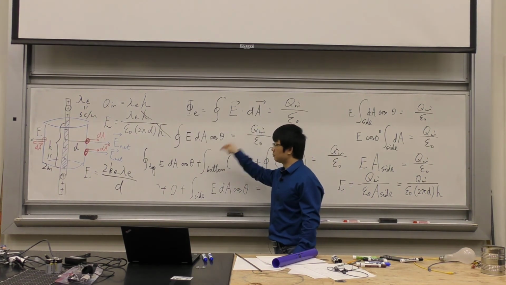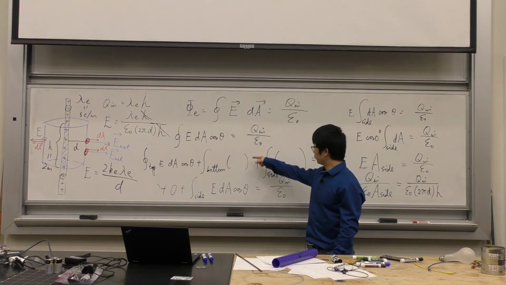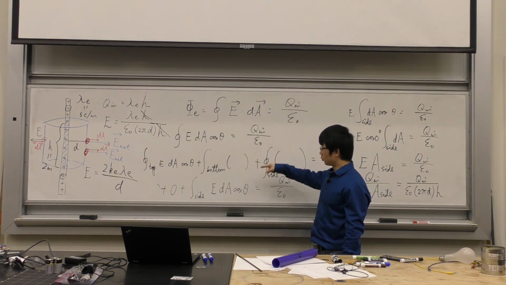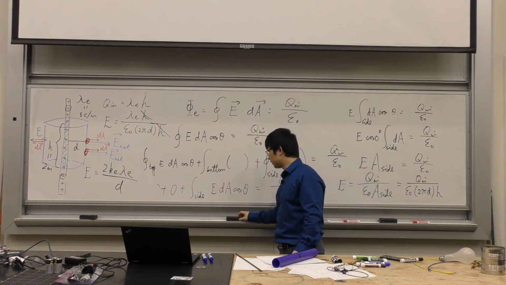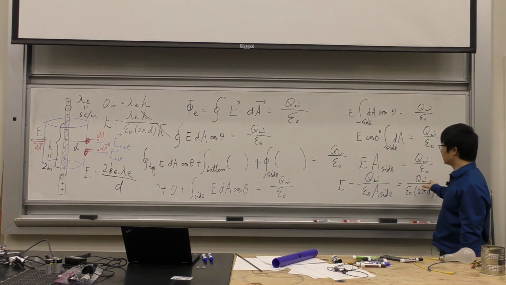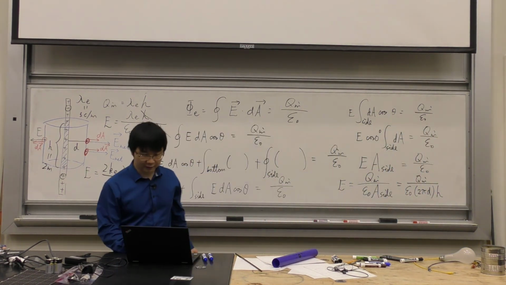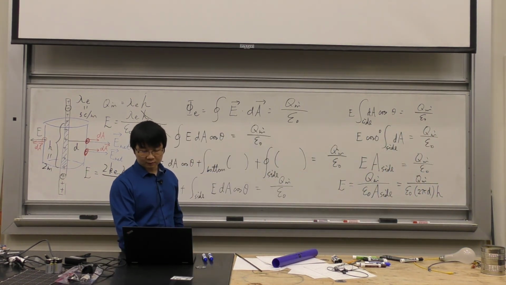But this is much simpler. We actually didn't do any integral. We just used the conclusions for these 3 special cases, and the tricky part is always the charge inside the Gaussian surface. That's always the tricky part. So that's a rod.